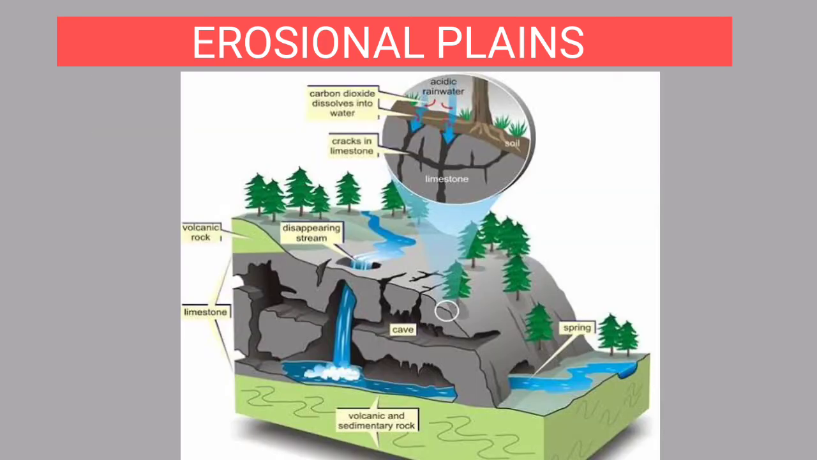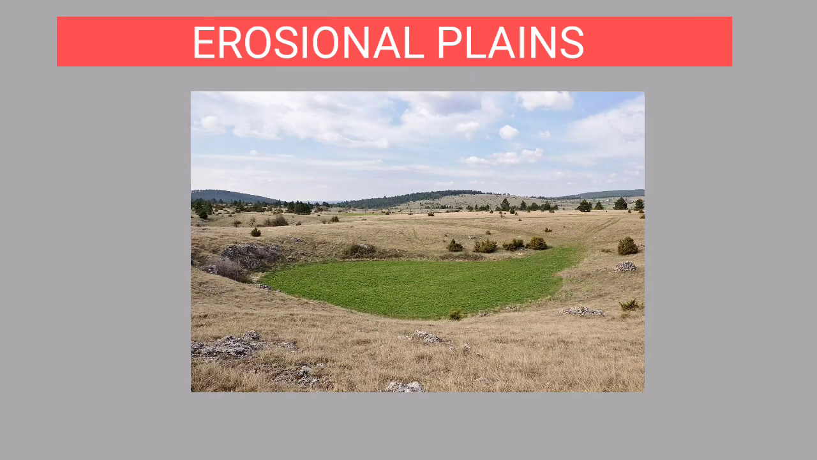When the underground water dissolves the rocks in the limestone area, this results in erosional work and leads to the formation of a plain. Those kinds of plain are known as karst plain.